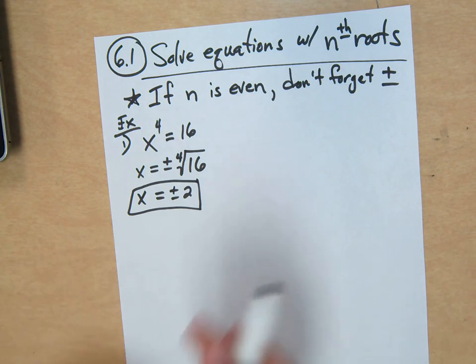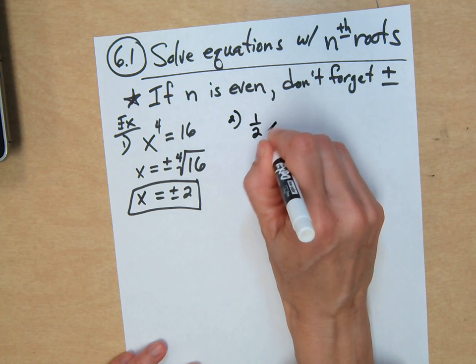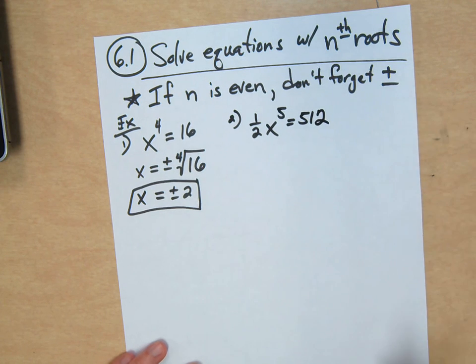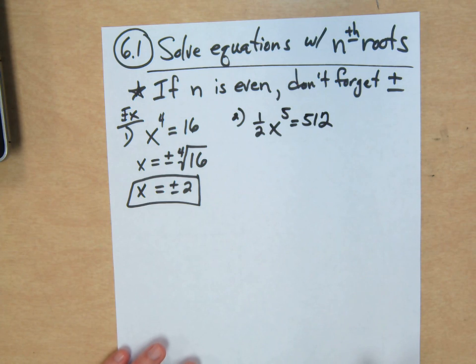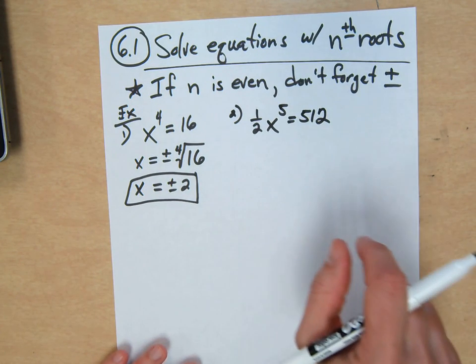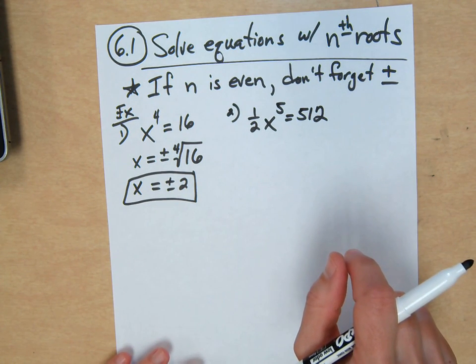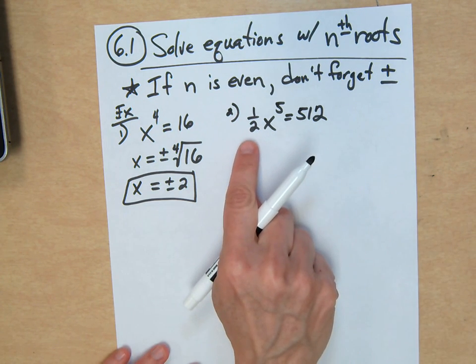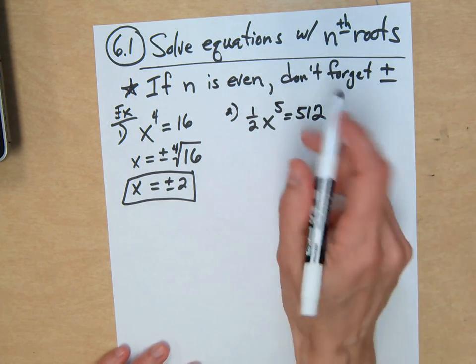Okay. So let's try something where it's odd. So let's do 1/2 x to the 5th equals 512. So what do you think we do first? We don't want to just take the 5th root or it'll be too complicated. What should we do first? How do I get rid of that? By multiplying by 2 or dividing by 1/2. It's the same thing. So let's multiply both sides by 2.